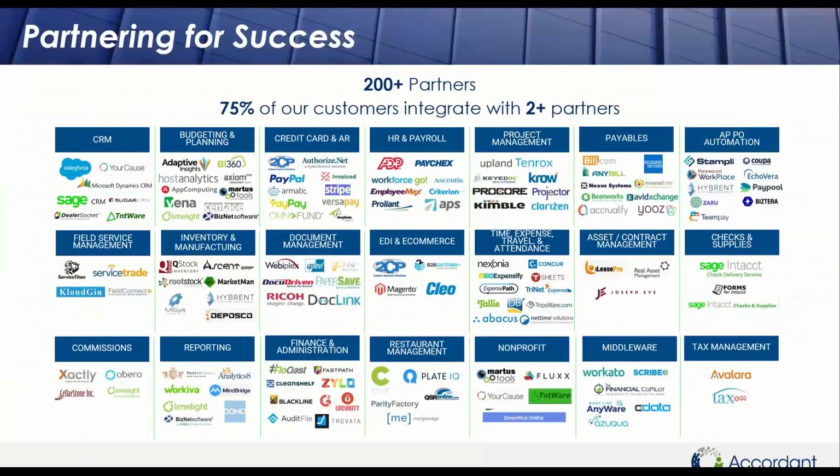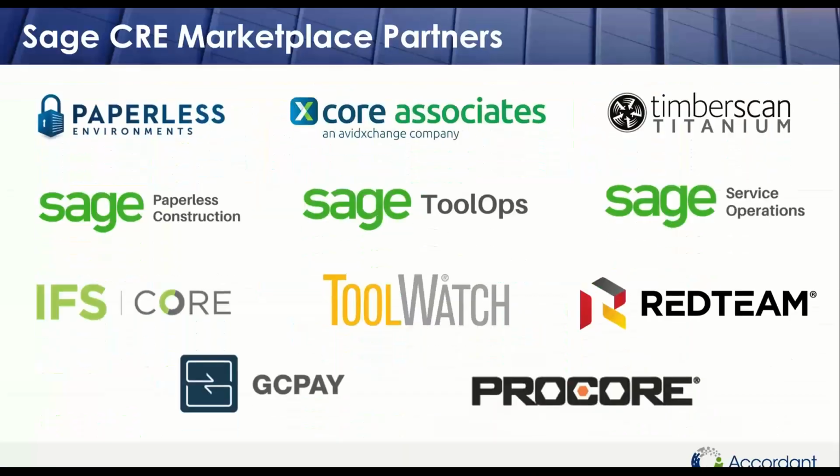So here's a list of potential marketplace providers that some clients will take advantage of. Procore, for those of you using Procore right now, they're already in the Sage marketplace. But other products that you're familiar with, perhaps Sage Service Operations, Sage ToolOps, TimberScan. A new version has been released for Sage Intacct Construction called Titanium via a web service. So more to come on existing products.